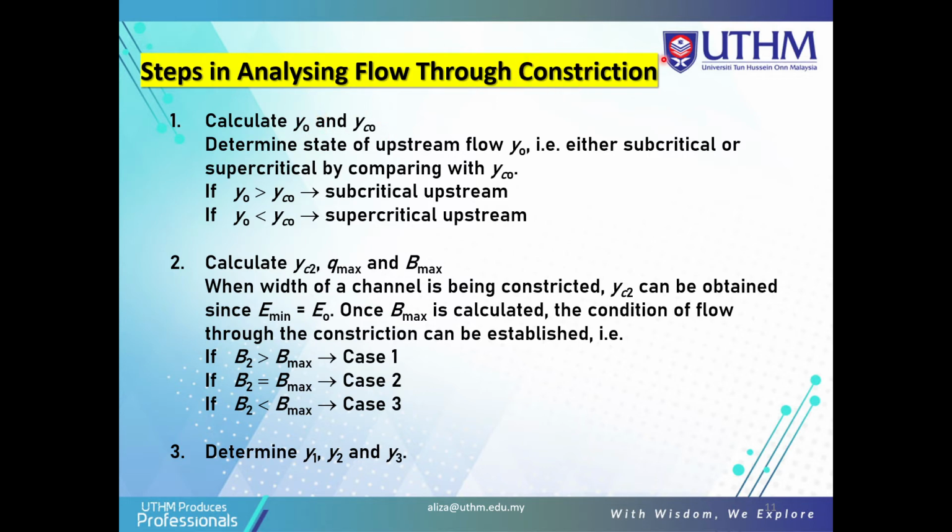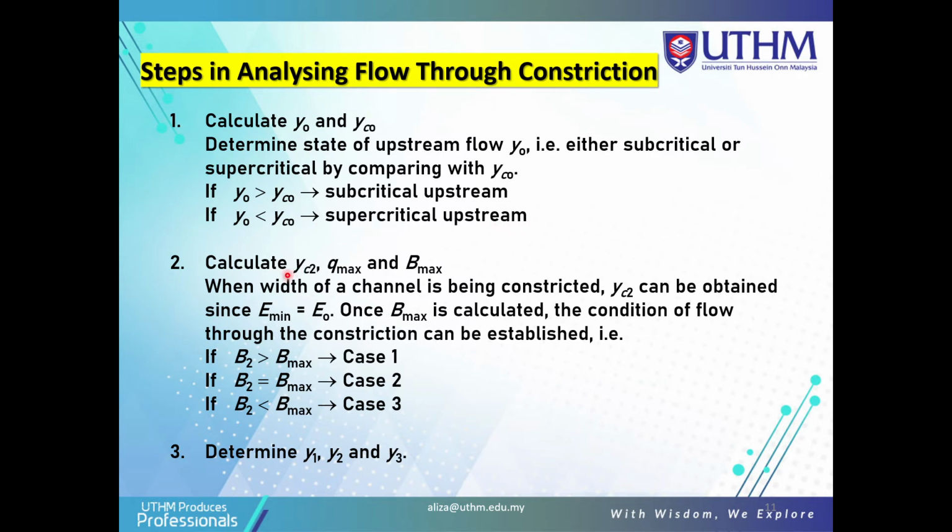Okay, so this is on constriction. So actually C is the constriction. So calculate the Y naught and the Y critical at constriction. Then determine the state of upstream flow Y naught, either subcritical or supercritical, by comparing with the Y critical at the constriction. If Y naught is more than Y critical at constriction, it is subcritical upstream. If Y naught is less than Y critical at constriction, it is supercritical upstream.